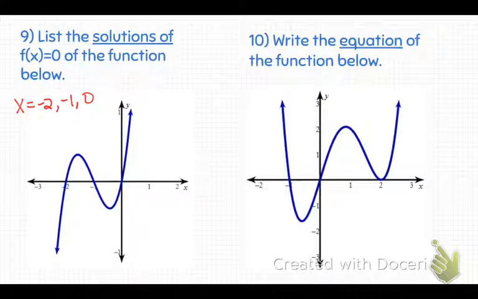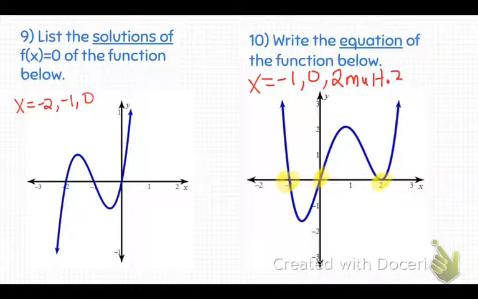On number 10, it says write the equation of the function below. Miss Ade, you haven't showed us how to write an equation. You're right. So we're going to start with our roots, which is where we always start. Okay, so what are my roots? X equals what? -1, 0, and 2, multiplicity 2. Is that what I heard?